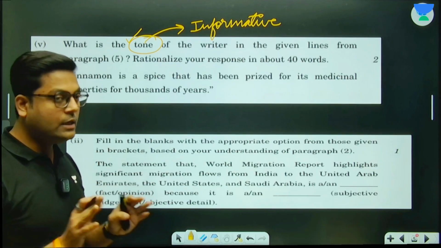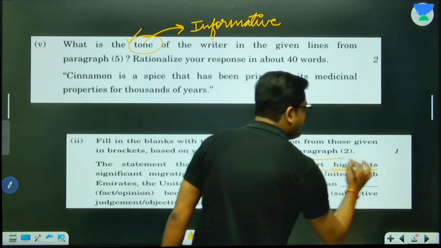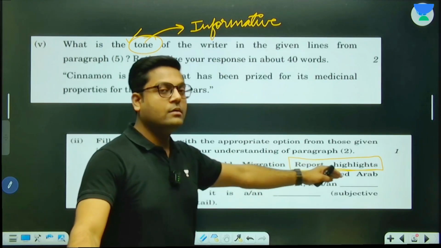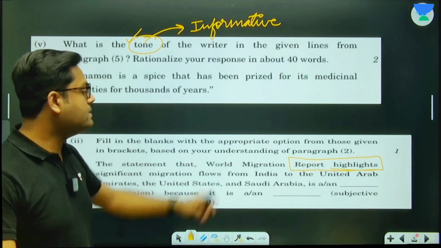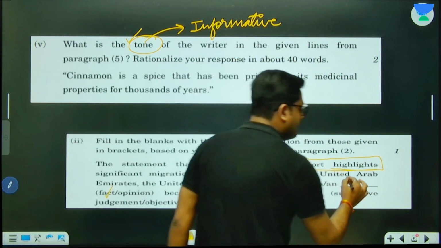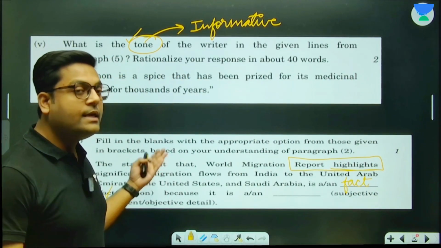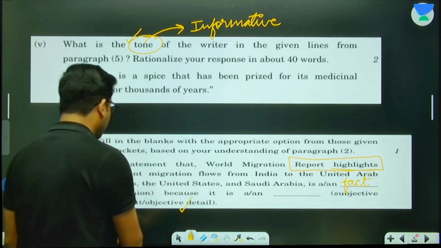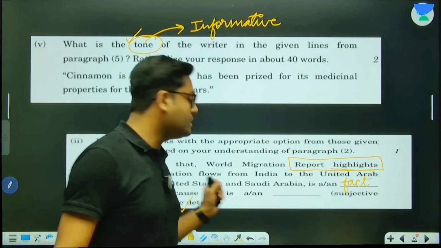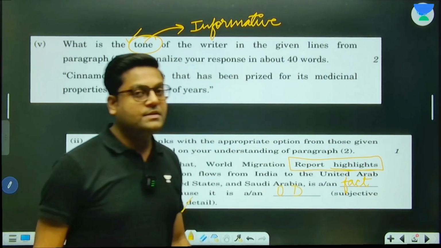So first of all, we need to consider that in the paragraph itself, it is mentioned that there has been a report which confirmed that there is a migration flow from India to the UAE or USA as well as Saudi Arabia. So this is a fact. So therefore, we are going to write fact here. And now as we know that it is a fact, fact leads us to the objective detail. It is not the opinion of someone, it is the data or the fact which is given to us, which is the objective detail. So we are going to mention objective detail in the second part.